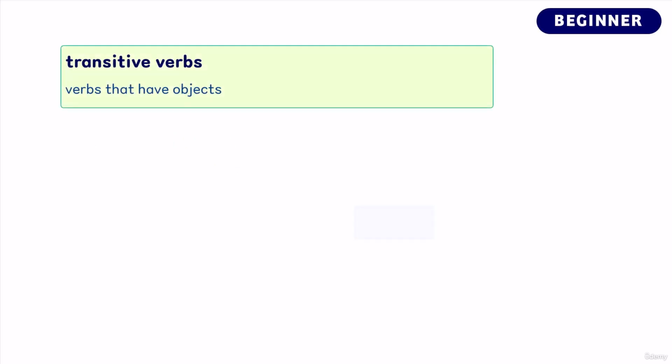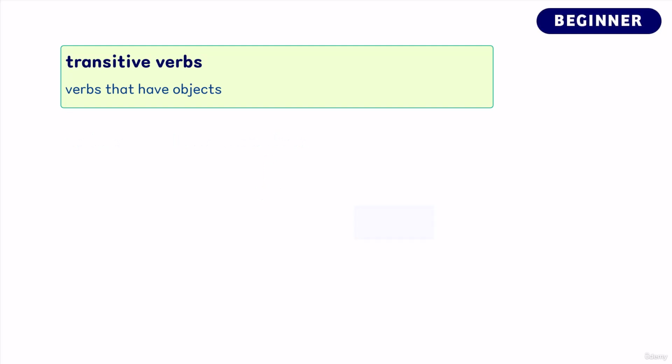On the other hand, transitive verbs are verbs that have an object, and objects generally answer the question of what the verb does. For example, the verb to like is a transitive verb, as it's always used with an object. We never just say I like. It's always I like something. So we can say I like chocolate. And what I like is the object of the verb like, which in this sentence is chocolate.